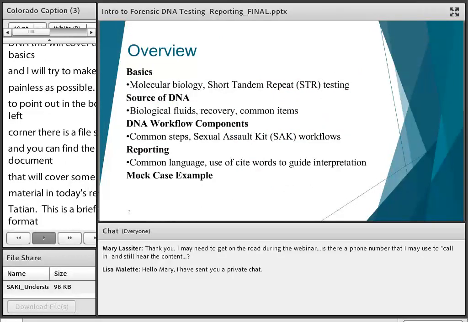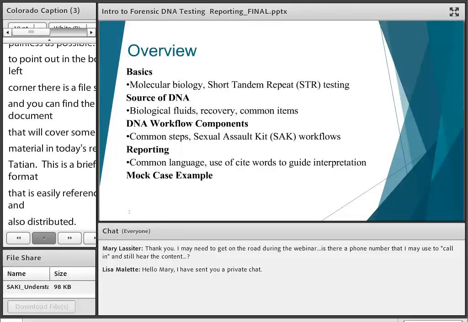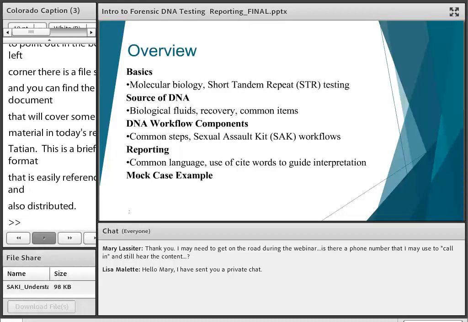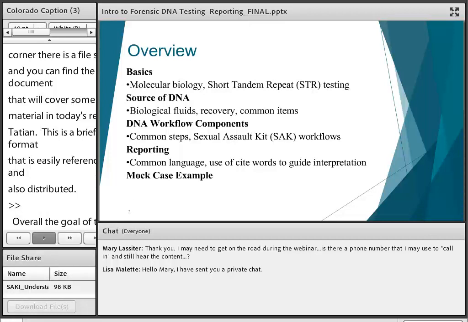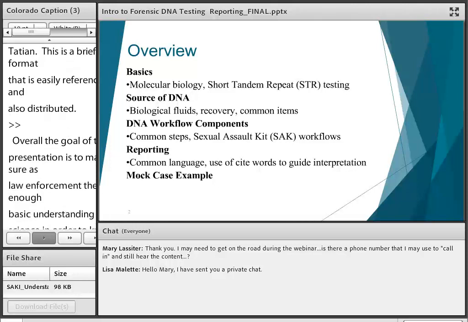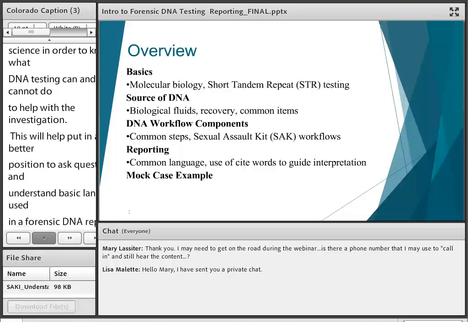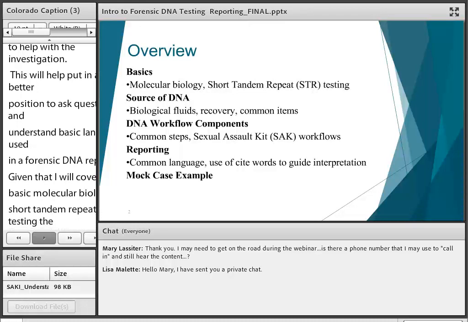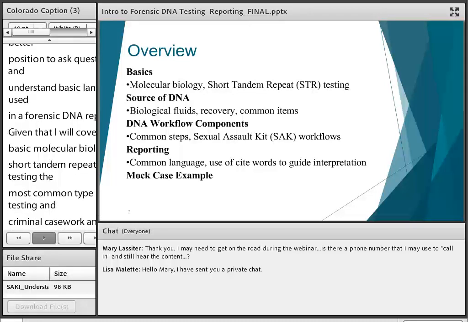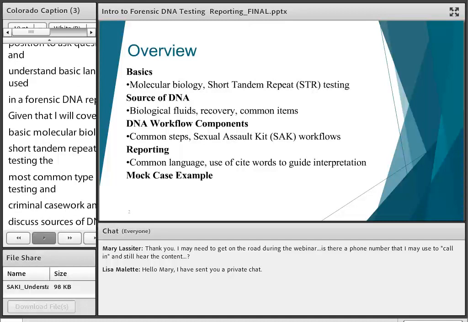Overall, the goal of this presentation is to make sure that as law enforcement, there is enough basic understanding of the science in order to know what DNA testing can and can't do to help with the investigation. This will help put you in a better position to ask questions and to understand basic language used in a forensic DNA report. Given that, I will be covering very basics of molecular biology and short tandem repeat testing, the most common type of testing used in criminal casework. I'll discuss sources of DNA and what can affect DNA recovery in a sexual assault kit. We'll go over common laboratory workflows for sexual assault kits, and we'll cover reporting languages and decisions to include going through a mock case.